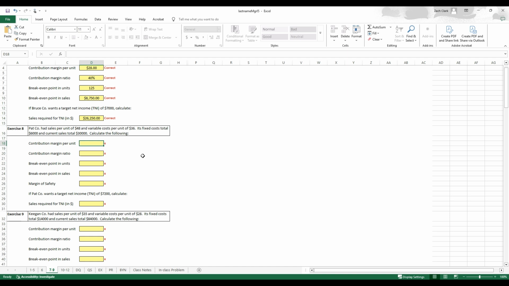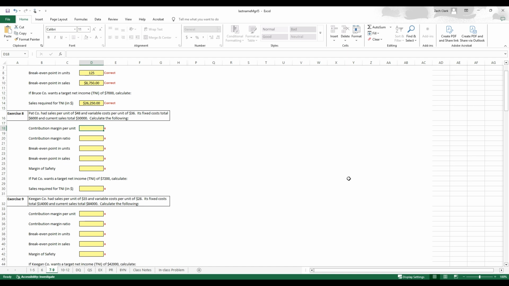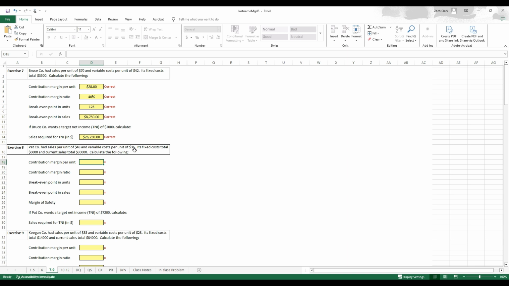Okay, let's take a look here, and let's do some additional problems. Okay, so here we've got sales per unit $48, variable cost of $36, fixed cost totals $6,000, and current sales total $30,000. Okay, so we have one additional kind of piece of information here. So let's do this again. Contribution margin per unit is just us taking sales minus variable costs. And then our contribution margin ratio is just taking our contribution margin per unit, for example, divided by the sales per unit.